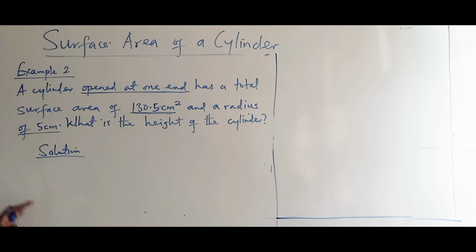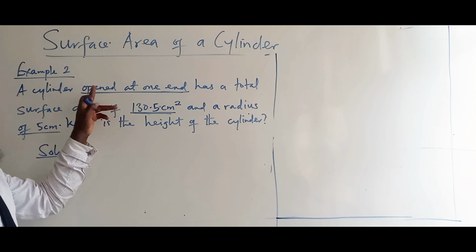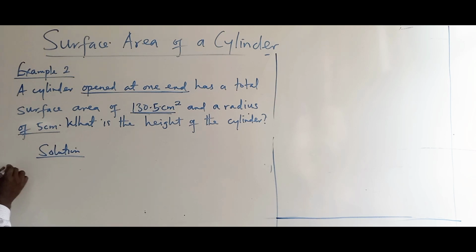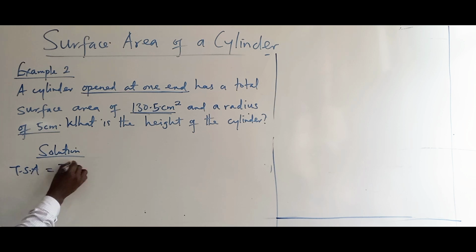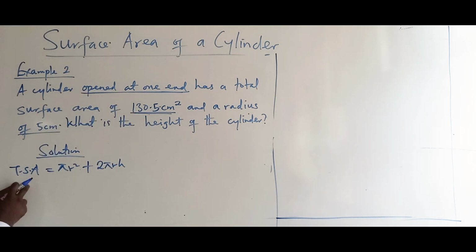The first thing you need to do is ask what is the formula for calculating the total surface area of a closed cylinder, or a cylinder open at one end. Don't forget, the total surface area of a cylinder open at one end will be pi r squared, meaning that one circle is missing out of the two circles it has. So it remains the area of the first circle plus the area of the curved part, which is 2 pi r h. That's what you're going to use.